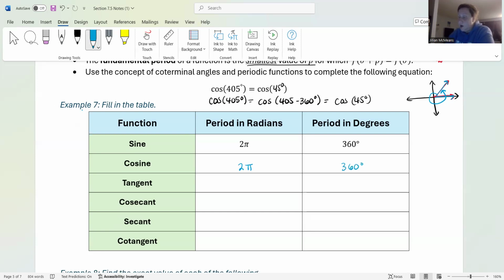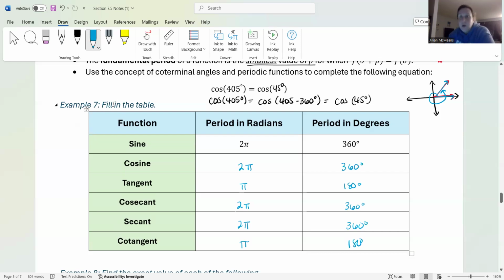Tangent is an oddball. It has repetition at pi radians or 180 degrees. So every pi radians, you're going to get the repetition of those tangent ratios, so half a revolution. Cosecant and secant are going to match sine and cosine, so they both have a period of 2 pi or 360 degrees. And then cotangent is going to match tangent. It has a period of pi or 180 degrees.